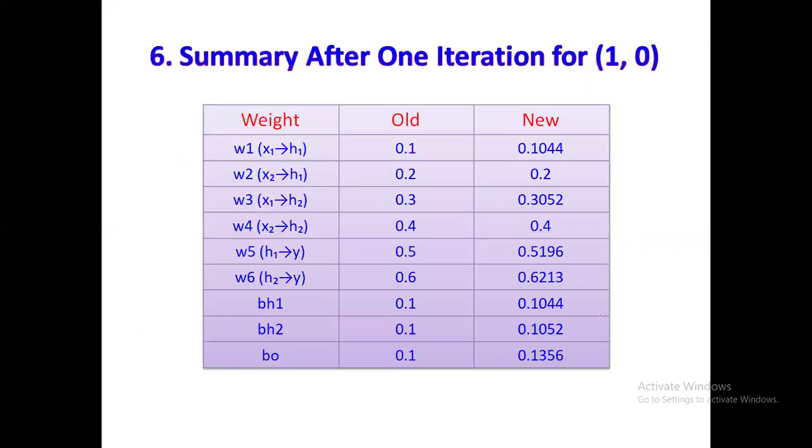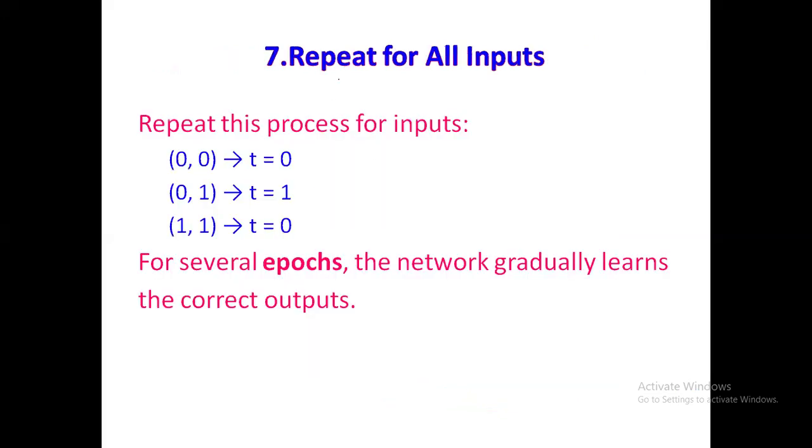So in this way, if you are finding out all those values, this is your old weight, we have fixed it, and new weight we have got. By keeping these values, again we have to apply the patterns. If you are applying the patterns, repeat for all input values. For this case t is equal to 1, for this case t is equal to 0. For several epochs, the network gradually learns the correct output, meaning it has to converge.